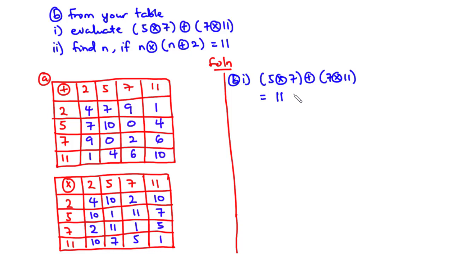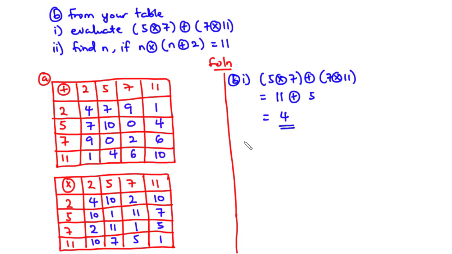plus 7 times 11. This is 7 and then this is 11, so 7 times 11 is 5. So we have 11 plus 5. So from the addition table, this is 11 and then this is 5. So 11 plus 5 is 4. So that means that we have our answer to be 4.